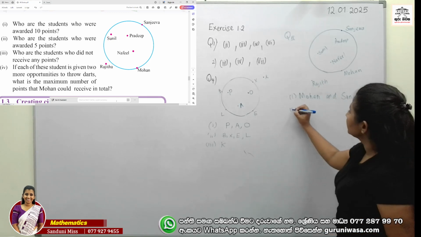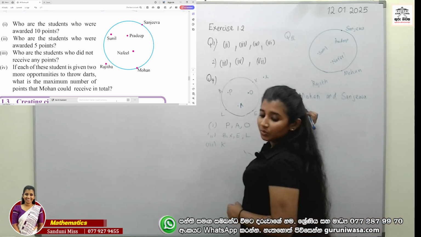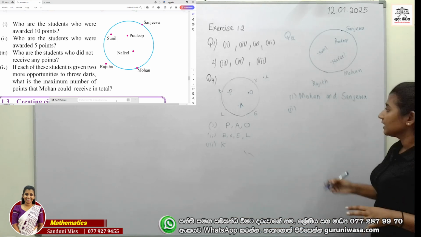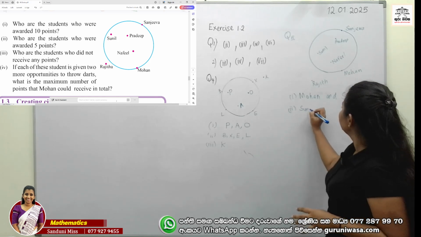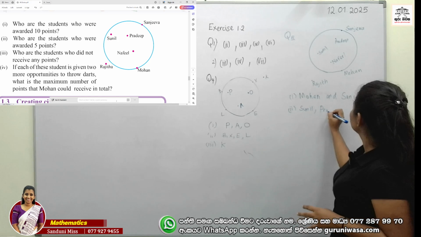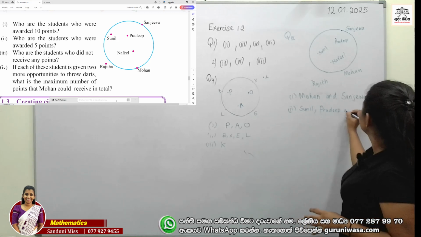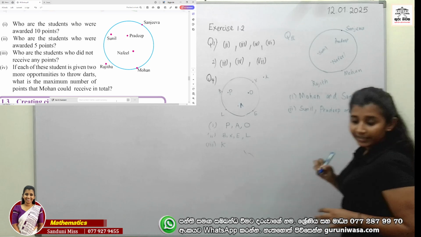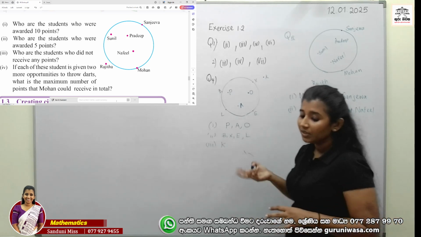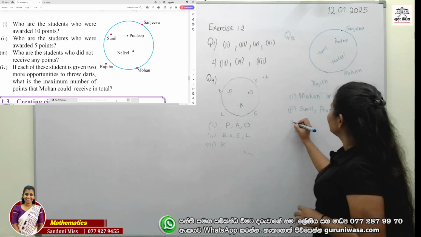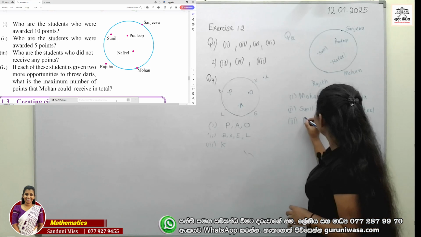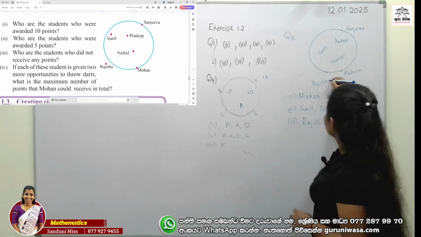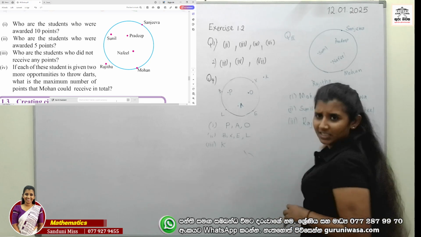Right. Second question. Who are the students who were awarded 5 points? Students are awarded 5 points when they hit inside the circle. So who? Sunil, Pradeep, and Nafil. Right? Then they're asking who are the students who did not receive any points. Who is the student? Rajita.